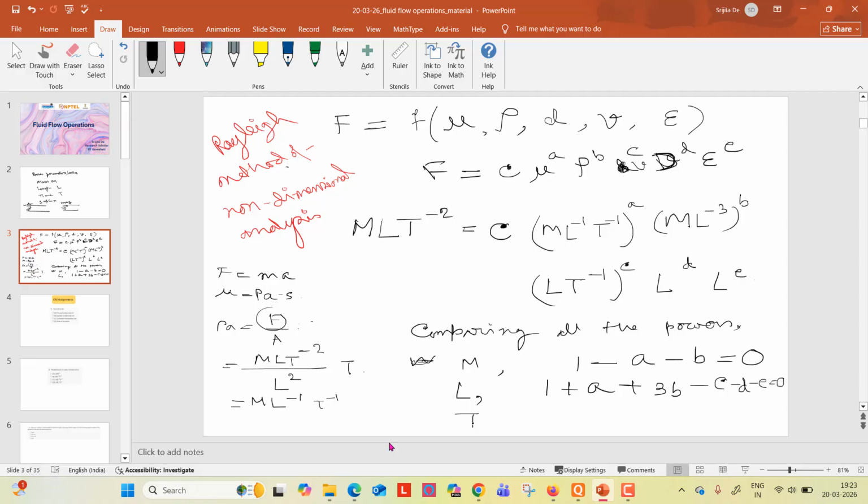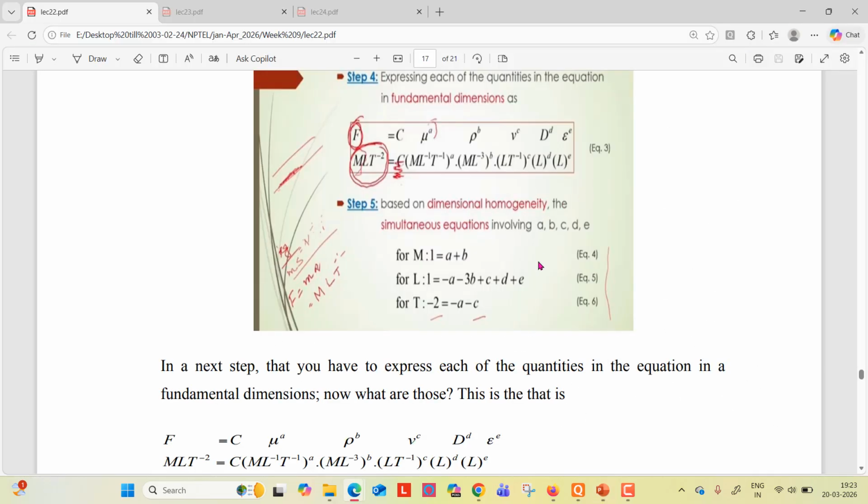And for t, it will be minus 2 minus a, that means it will be plus a, minus c, that will be plus c, equals 0, right? Now we have to solve this. How do you solve?